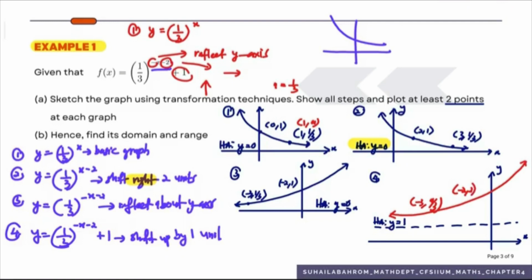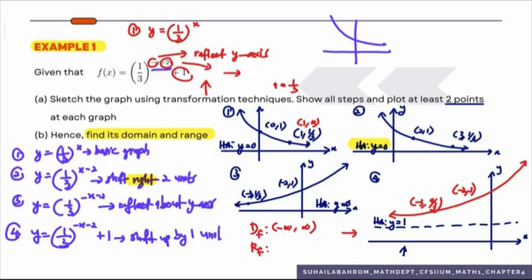So the next question asks you to find out the domain and range. When the question asks you to find the domain and range, it is referring to the final graph or the whole function. So we just have to focus on the final graph. So how to determine the domain? We have to look at the graph from left to right. In general, the graph of an exponential function has a domain from negative infinity to infinity. Therefore, the domain of this function is negative infinity to infinity.